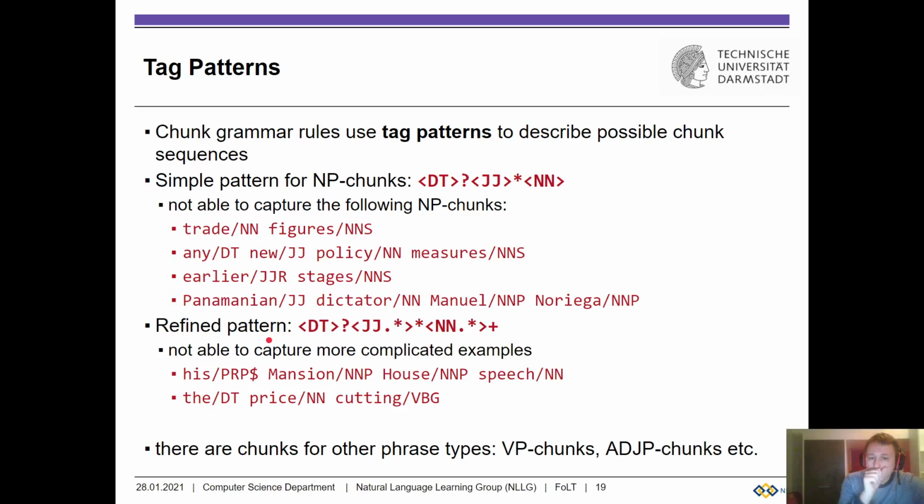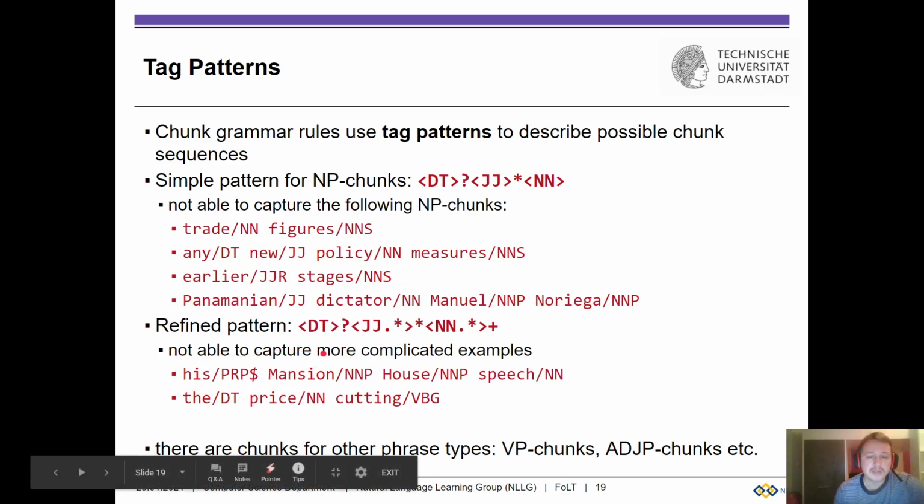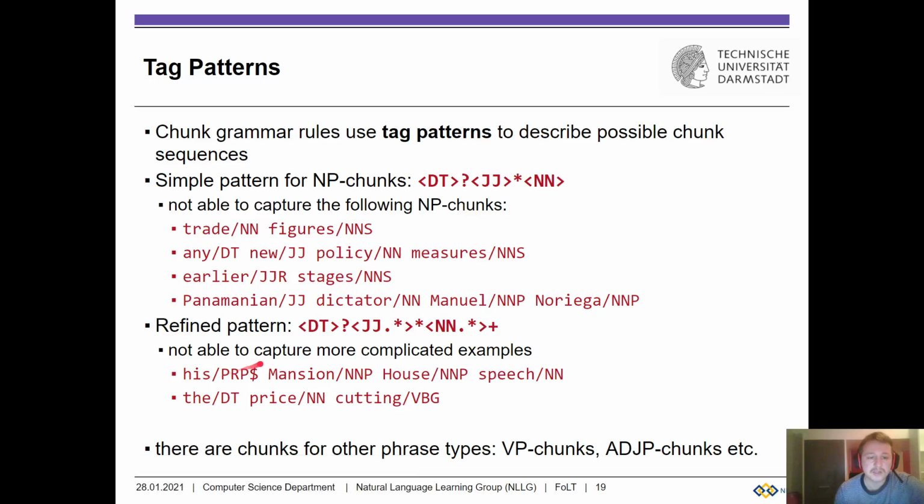So we could refine our pattern to say, okay, it could have a determiner or not. It could have a JJ, and it could even be a subtype of JJ, such as JJR, and there could be, again, zero or more such patterns. And then finally, we could also have an NN, so that's a noun, and variants of NN, such as NNS or NNP. And this still would not be able to capture more complicated cases like his Manson house speech, because his is a pronoun.